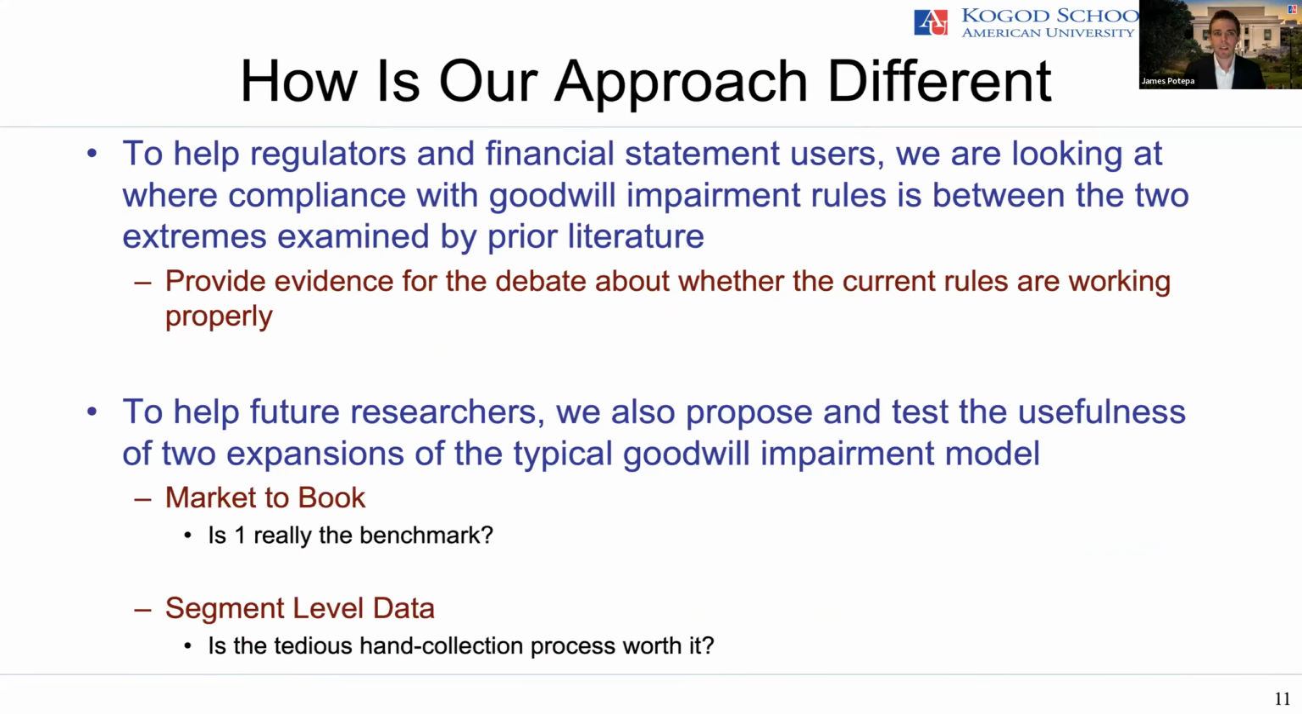Okay. So it's fair to ask, how exactly is our approach different? If there are so many papers out there on goodwill impairments, what is the point of this paper? First, we're here to help regulators and financial statement users because we're looking at exactly what compliance is. So we're not here to say everybody's not compliant or everybody's compliant. We're trying to figure out where in the middle things lie.